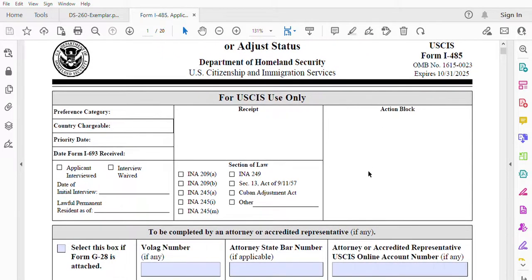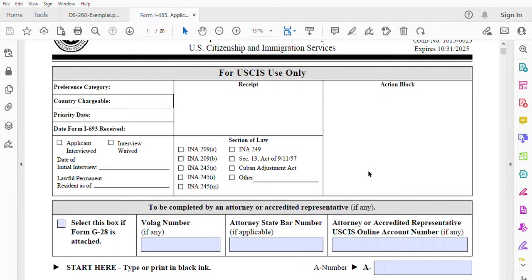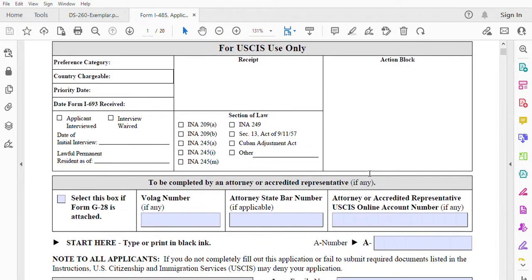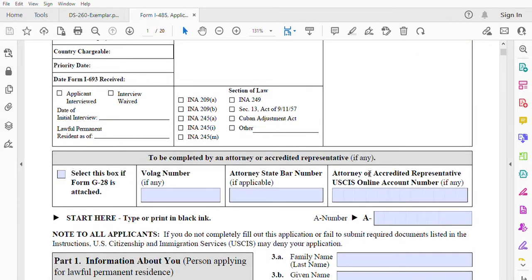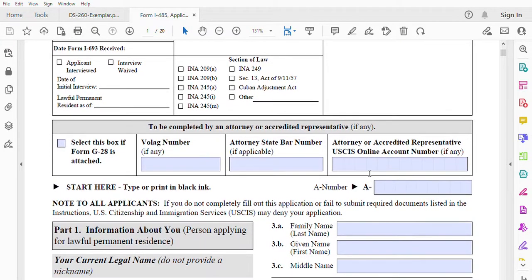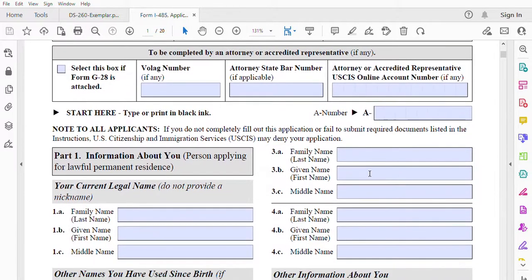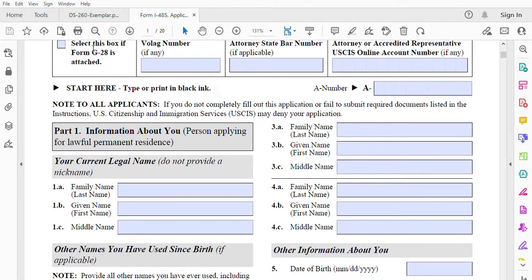The first two parts: the first one is for USCIS use only, and the second part is for an attorney if you use one. So for us, we're gonna start where it says start here. Alien number. Since we're gonna use this form for a K1 visa, this person will have a number because she or he has this petition approved.